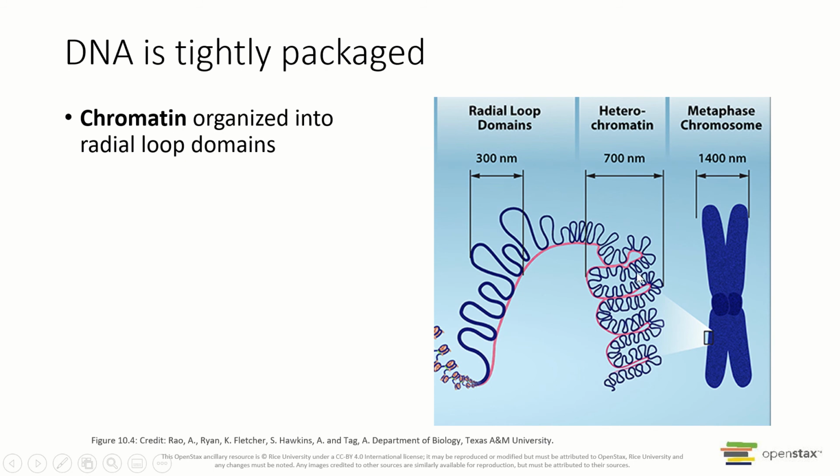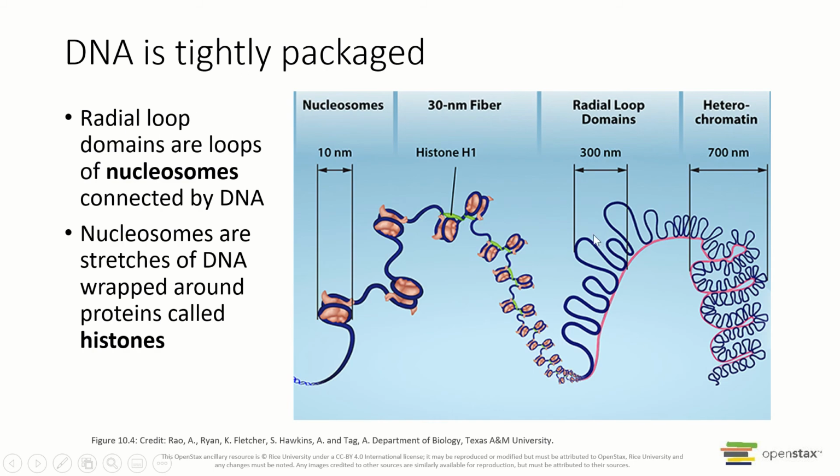The chromatin is folded and twisted, and then each of those twists is also made up of loops called radial loops or radial loop domains. And then these are the things I need you to know. Those radial loop domains are made up of these little structures that kind of look like beads on a string. And if you see them in an electron micrograph, it actually looks like beads on a string. Each of these little bead things is called a nucleosome.